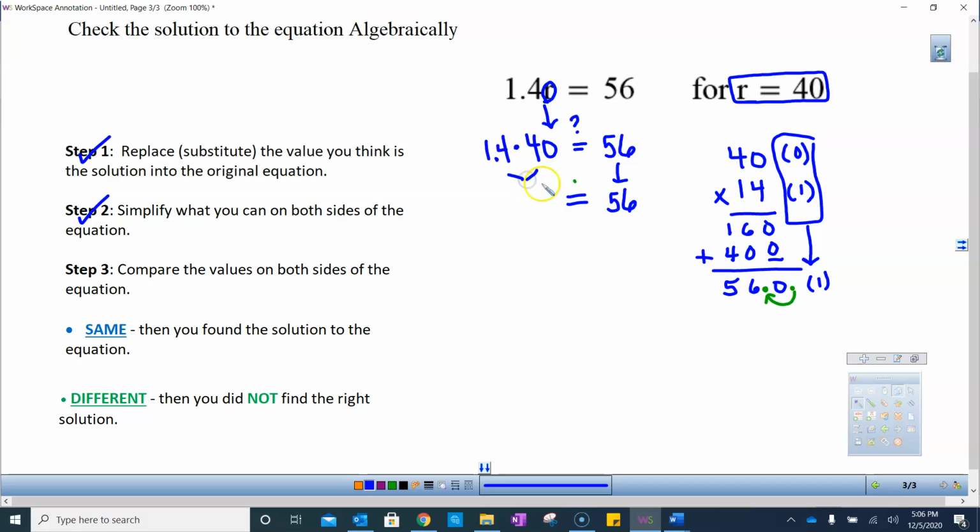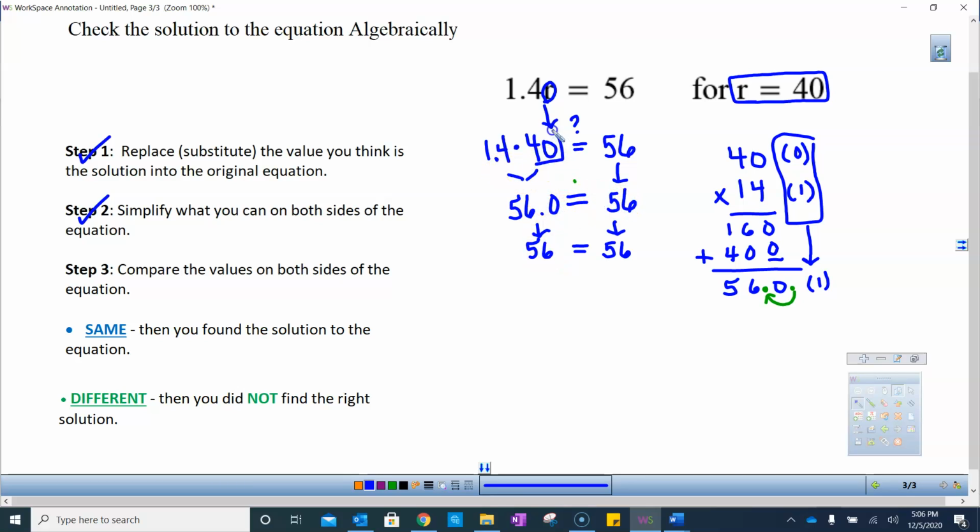So I've got my number. When I multiplied this out off to the side, I'm checking to make sure it multiplies. I get 56.0, which is just 56. I just bring down that 56, and they are indeed the same. 56.0 is equivalent to 56.